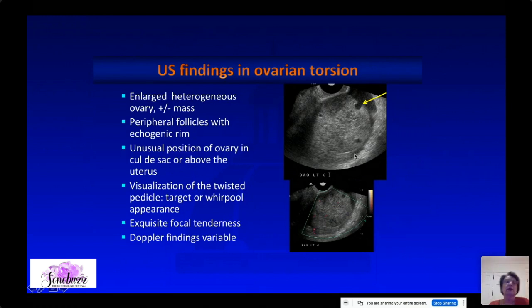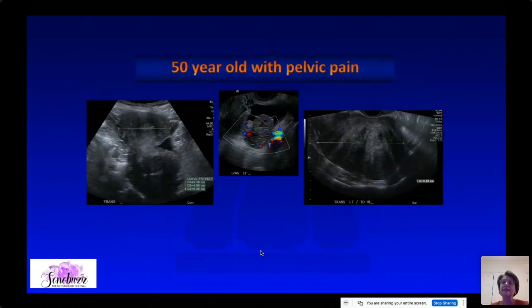Think about torsion if the position of the ovary is unusual, either in the cul-de-sac or flipped above the uterus. And again, in these cases, look for, and you have to search for it, the twisted pedicle, which will appear as a target or whirlpool appearance. Oftentimes, a patient will have exquisite focal tenderness over the torsed ovary. And we'll talk about the Doppler signs a little bit later, but unlike the testicle, the Doppler signs in ovarian torsion can be variable. And the gray scale is really the most important finding.